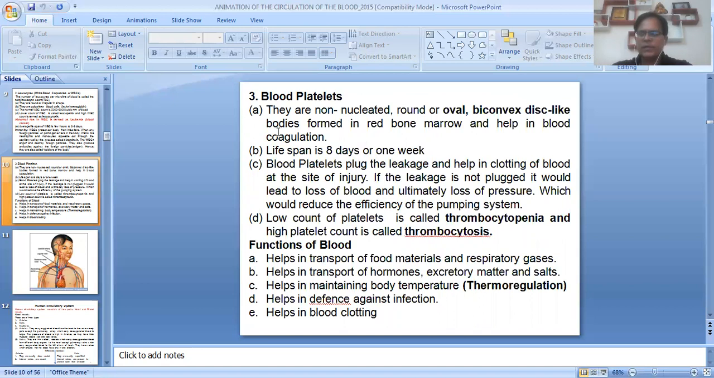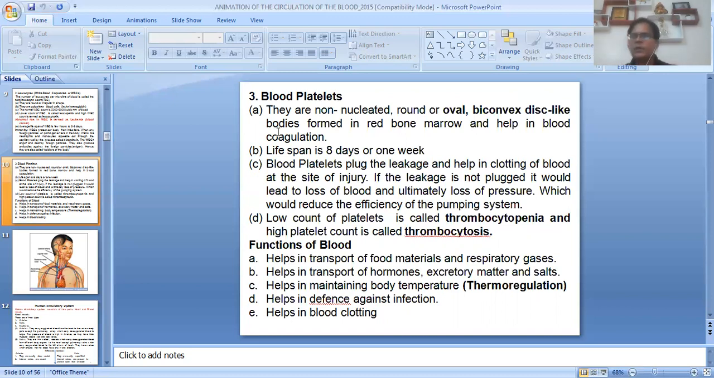Now I'm telling you about blood platelets, my dear friend. They are non-nucleated, round or oval, convex disc-like bodies formed in red bone marrow, and they help in blood coagulation. As I told you, RBC formation takes place in red bone marrow, and blood platelets also form there. But their lifespan is 8 days or 1 week. You could be asked, what is the lifespan of blood platelets? The lifespan is 8 days or 1 week.